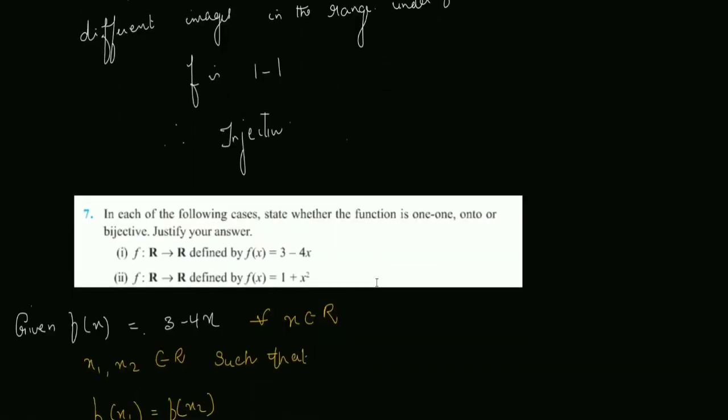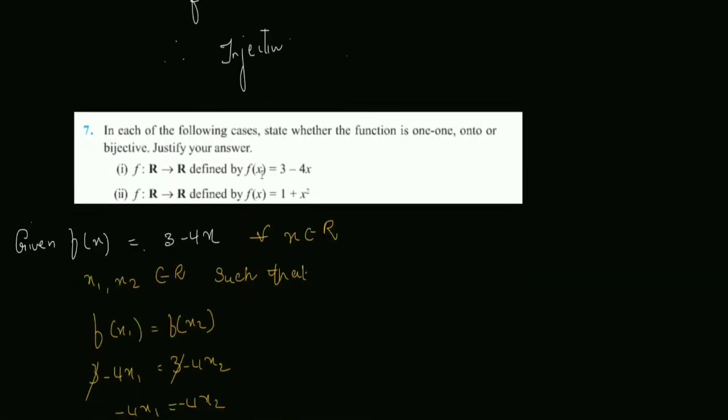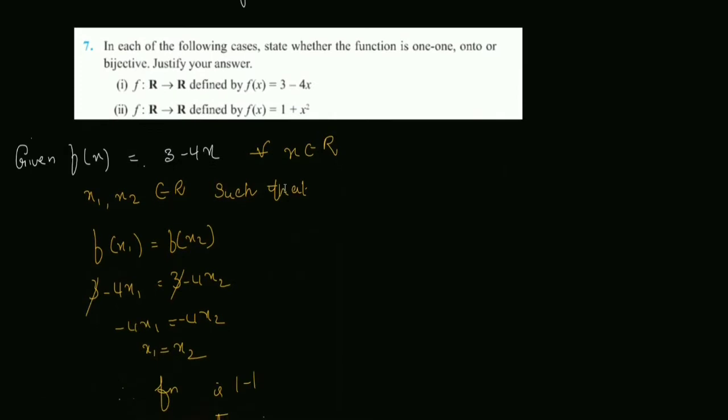Now we'll move on to the 7th question. Check whether the function is 1 to 1, onto or bijective. The first one is a simple linear function, f of x is 3 minus 4x from R to R. So how do you prove it is 1 to 1?